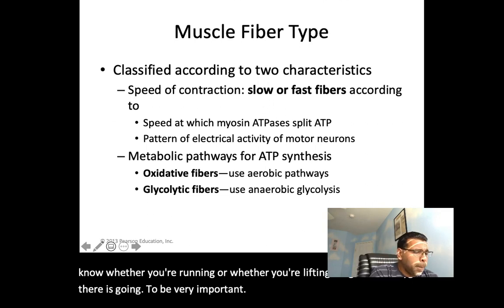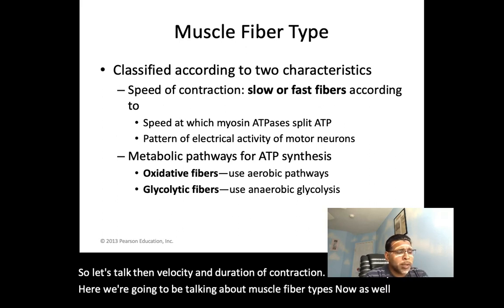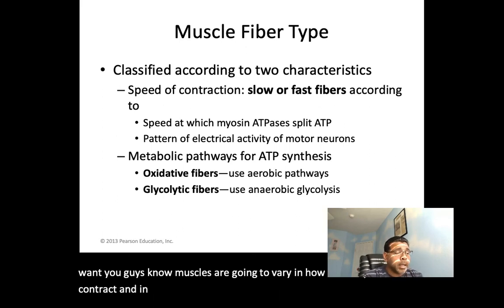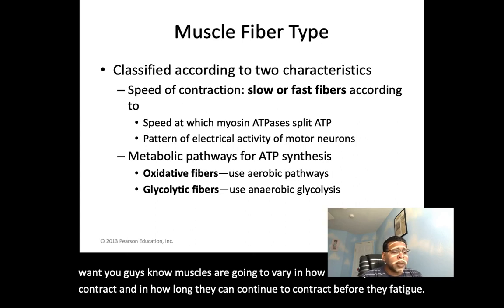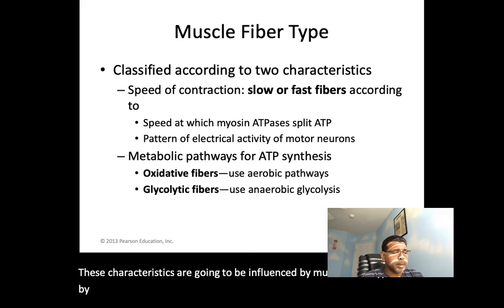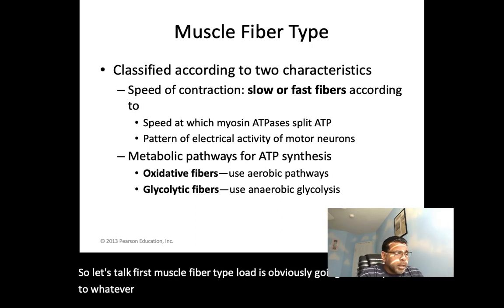So let's talk about velocity and duration of contraction now. Here we're going to be talking about muscle fiber types as well. I want you guys to know muscles are going to vary in how fast they can contract and in how long they can continue to contract before they fatigue. These characteristics are going to be influenced by muscle fiber type and by the load. So let's talk first muscle fiber type. Load is obviously going to be respective to whatever the load may be.